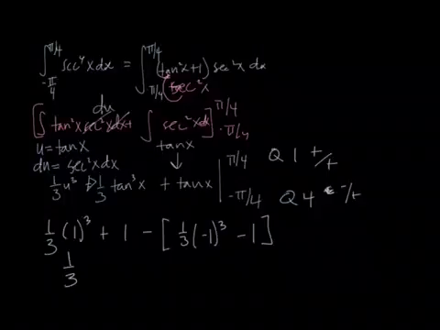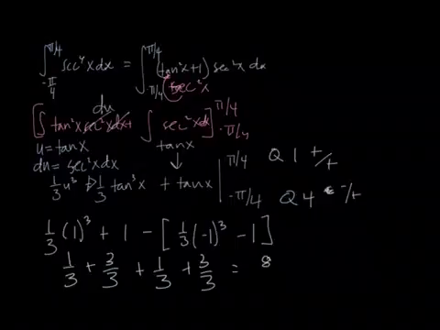So 1/3 plus 3/3, changing it to thirds, plus, because that negative 1 cubed mixed with that is going to make positive 1/3 plus 3/3, and that's going to be 8/3.